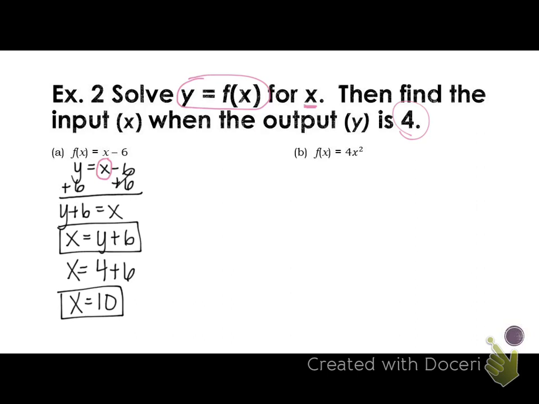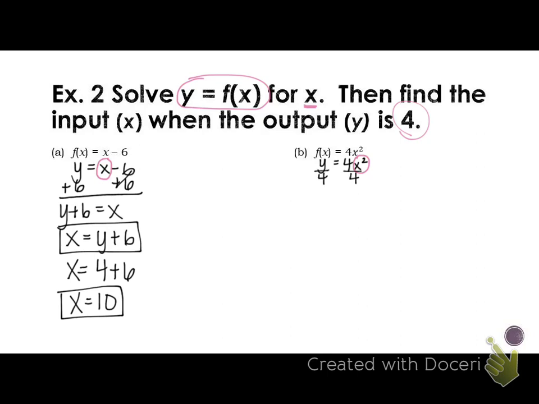Let's do that again. F of x, we're going to change to a what? To a y. It's going to equal the 4x squared. All right, what are we solving for? We're going to solve for x, and we'll notice this time that there's a squared on our x, but that's okay. Let's get that by itself first. How do we isolate x squared? We're going to divide both sides by 4.